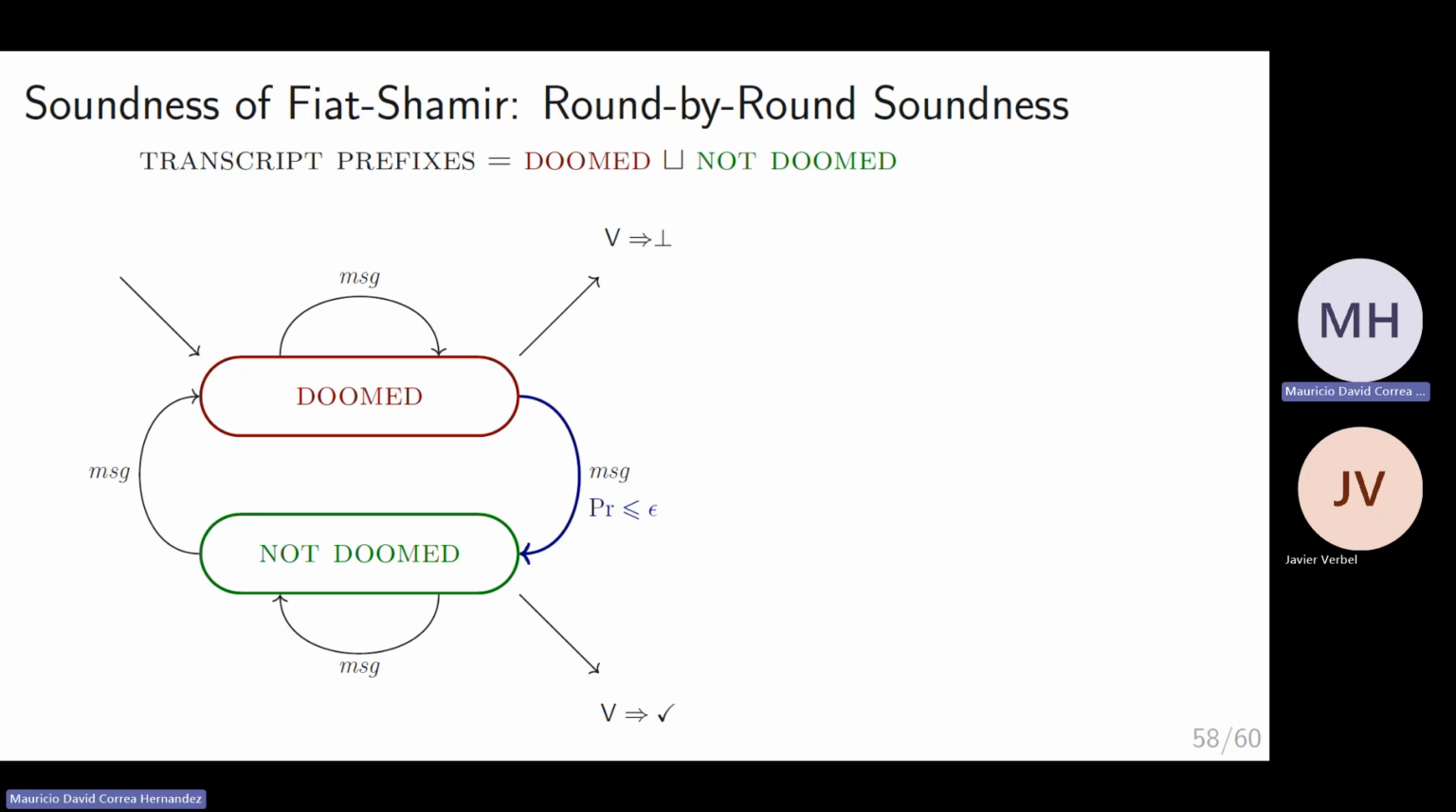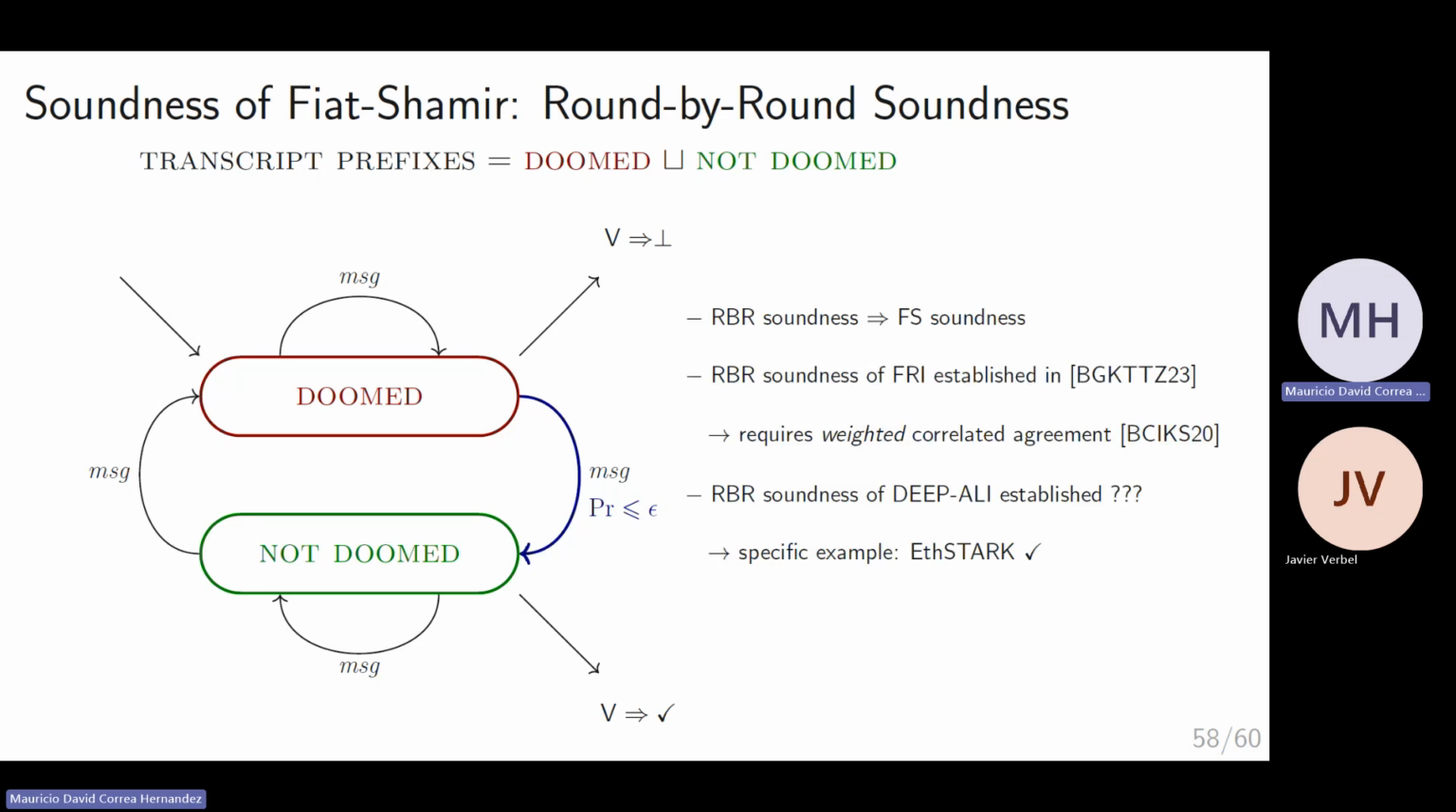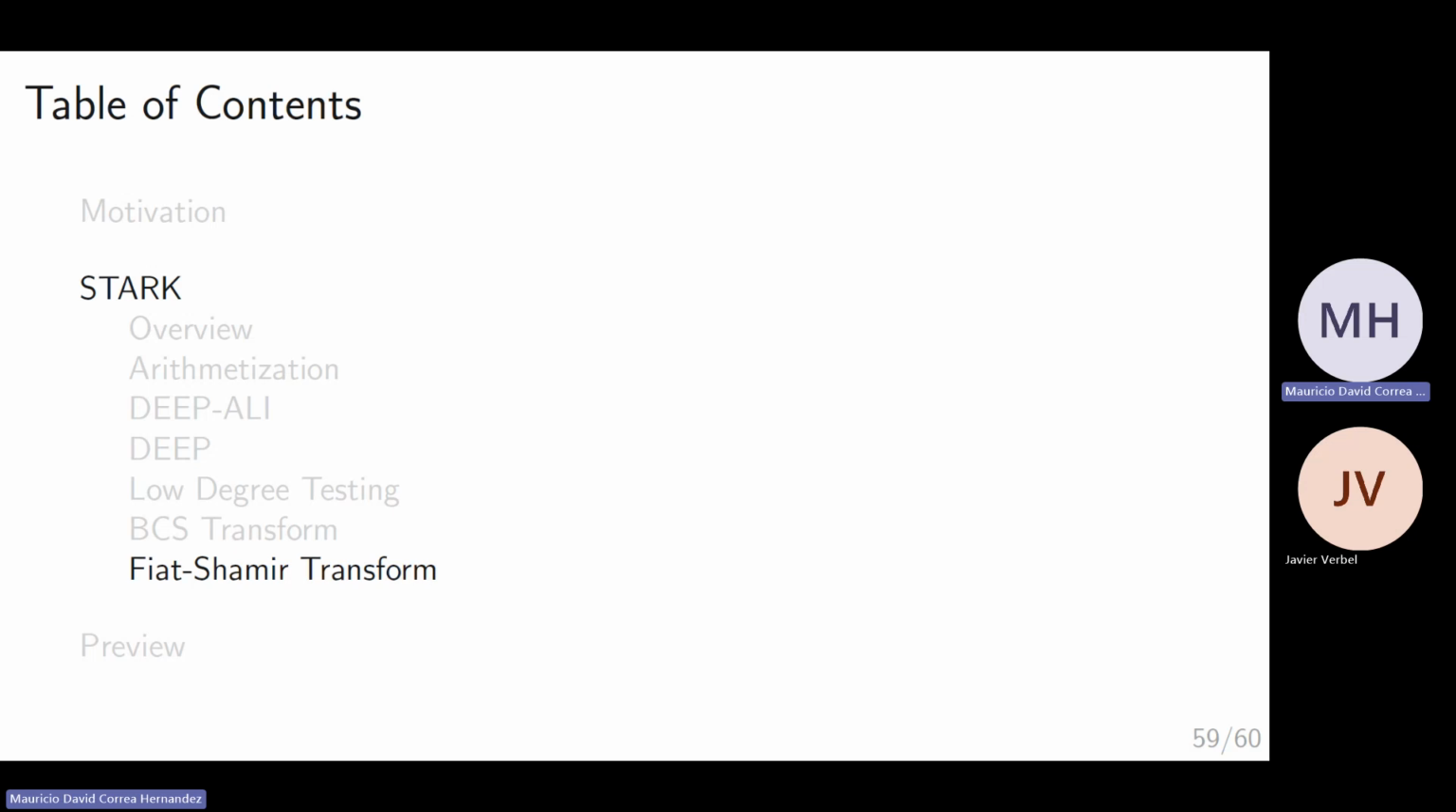And this is a razor thin focus of the relevant question, because it's actually not too difficult to answer this in most cases. I'm not going to answer it, though. I'm going to refer you to the papers. The round-by-round soundness of a protocol implies Fiat-Shamir soundness. It's not too difficult to build an intuition of that. The round-by-round soundness of FRI was established not too long ago. It does use very arcane coding theoretical results. The round-by-round soundness of DEEP-ALI, I don't think was ever established, but then a specific example of DEEP-ALI in the form of ETH-STARK did prove its round-by-round soundness. All right, that was the Fiat-Shamir transform.